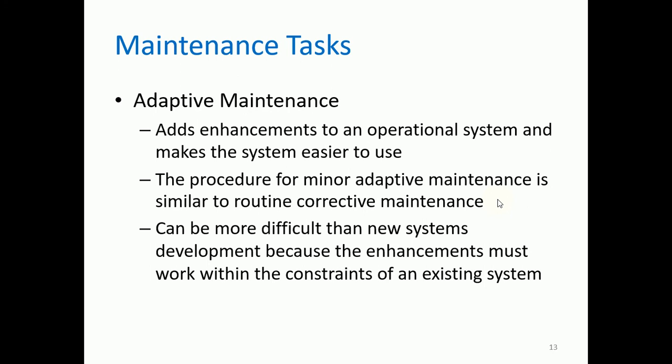Next is adaptive maintenance. It adds enhancements to an operational system and makes the system easier to use. For example, improving the user interface is an example of adaptive maintenance. The procedure for minor adaptive maintenance is similar to routine corrective maintenance. It can be more difficult than new systems development because the enhancements must work within the constraints of an existing system. So for adaptive maintenance, you always have to consider the constraints of the existing system.